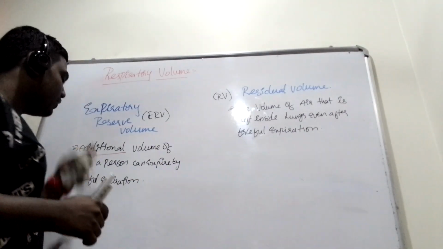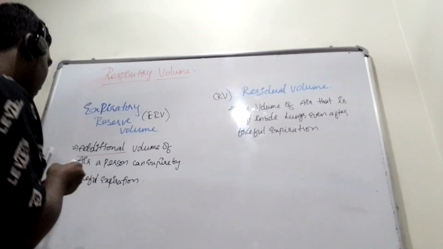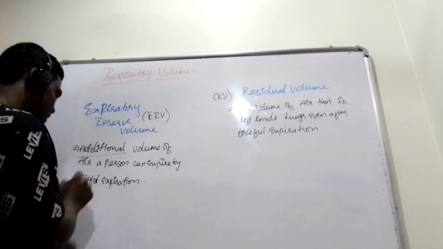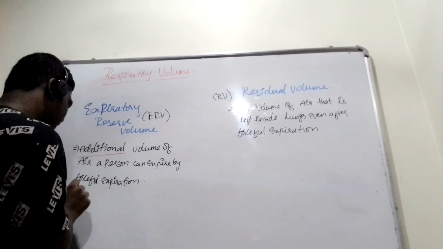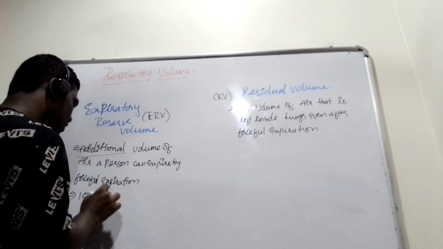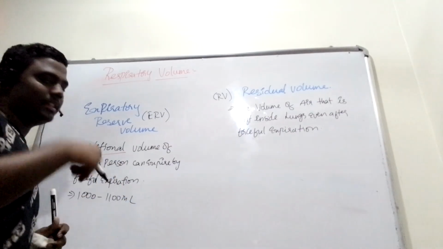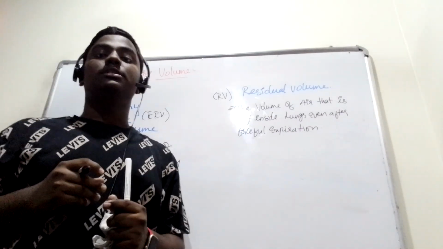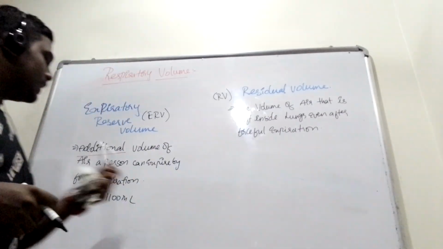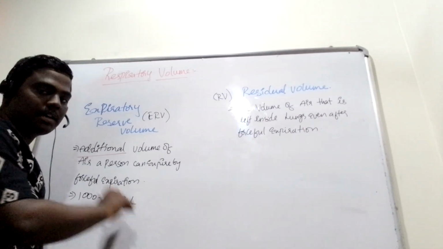Okay, so this is after the forceful expiration. Now here the average amount is how much? 1000 to 1100 ml. There IRV was 2500 to 3000 ml. Here ERV is 1000 to 1100 ml. These volumes are very important.